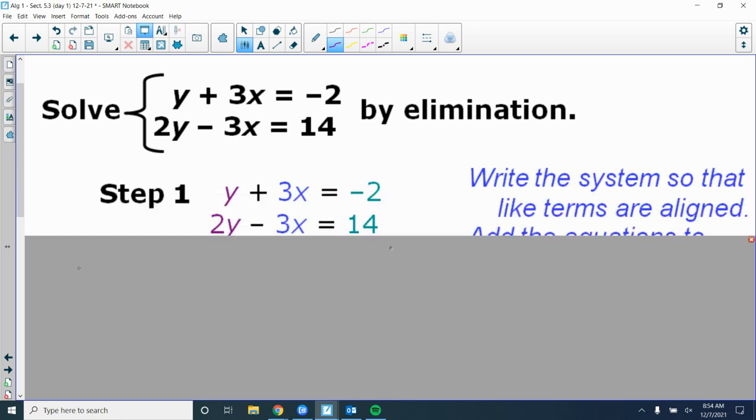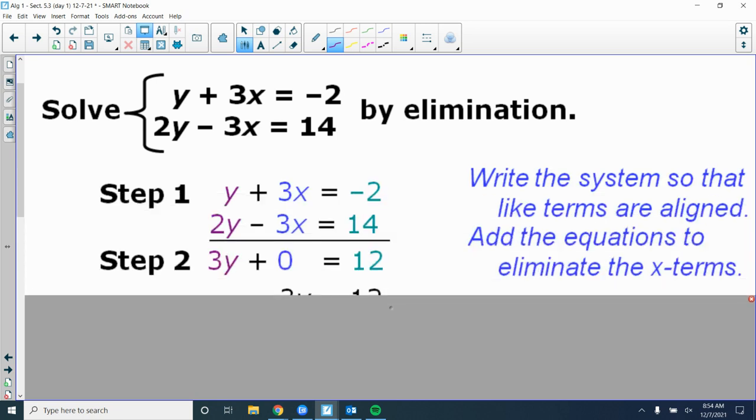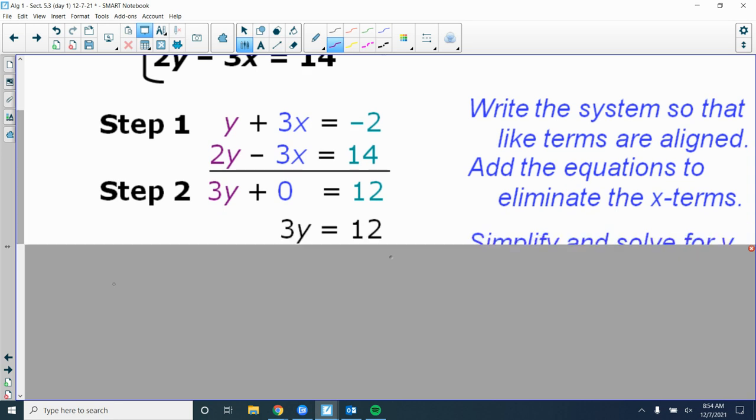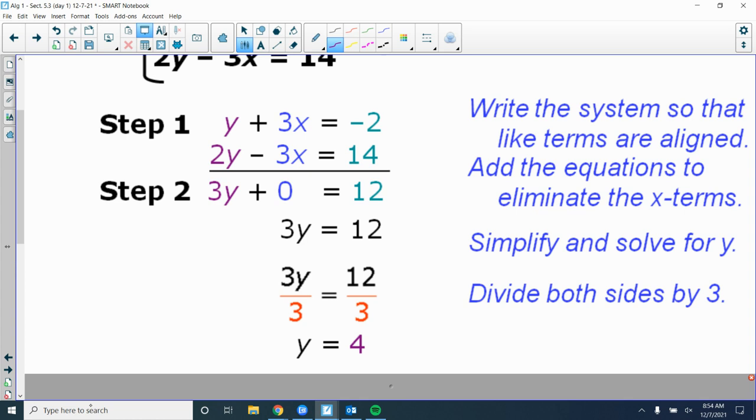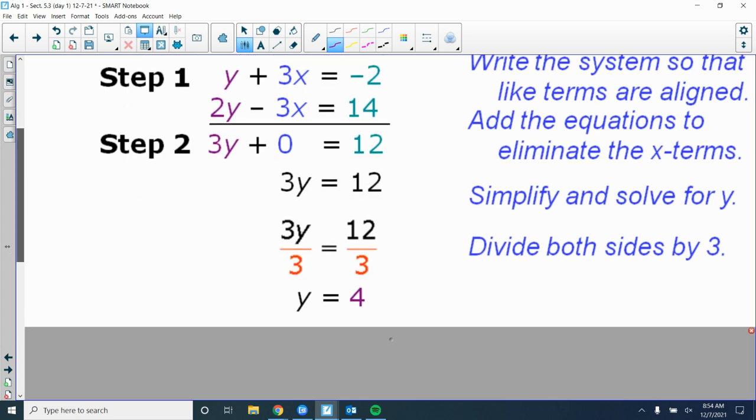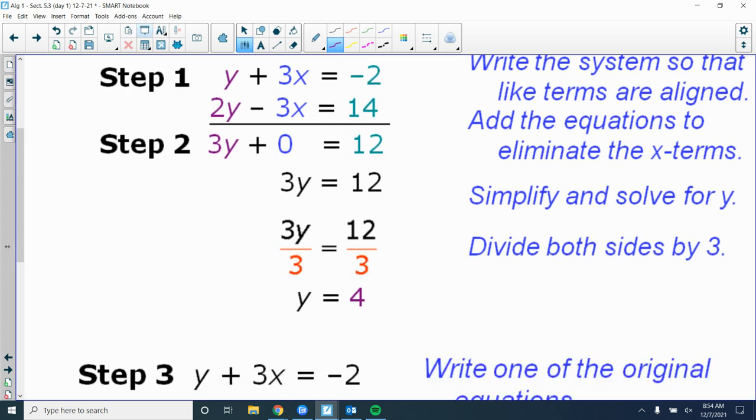The whole point is that the 3x and negative 3x are gone. It gives you 0. And once that happens, you're left with 3y equals 12. All I got to do is divide by 3. Now I get y equals 4. Now if I'm solving a system, you are not done because you have to get the other variable.